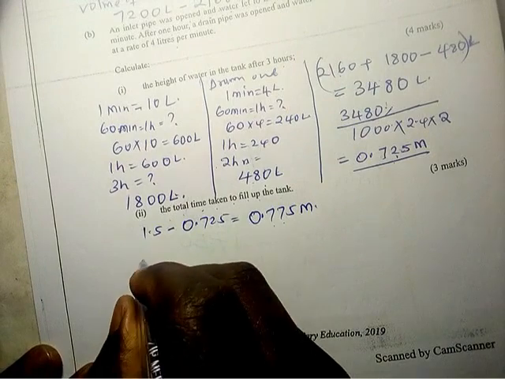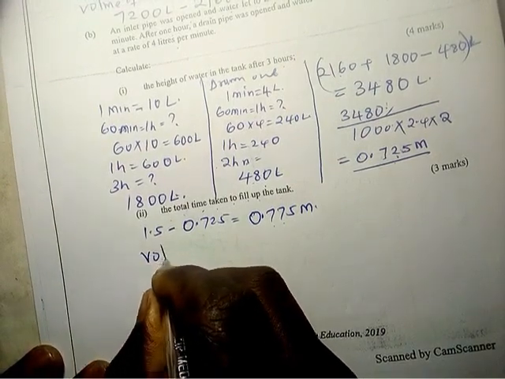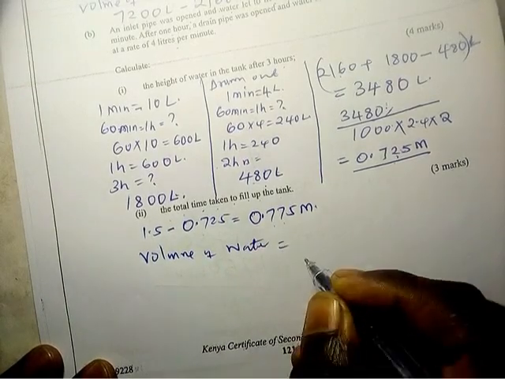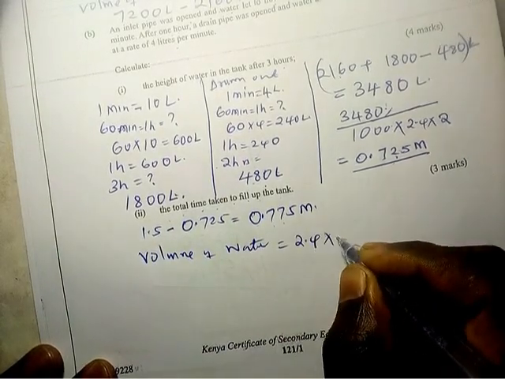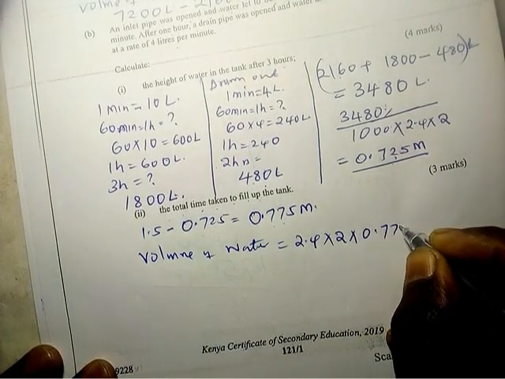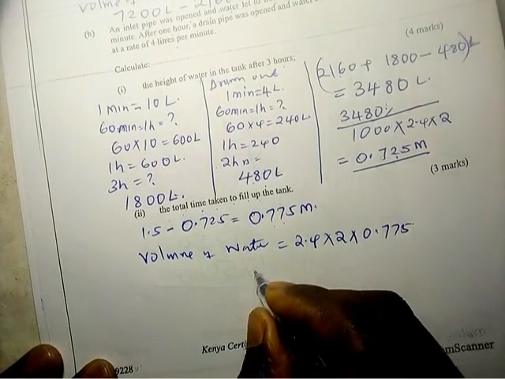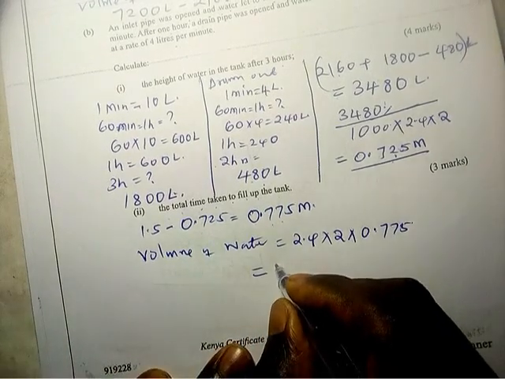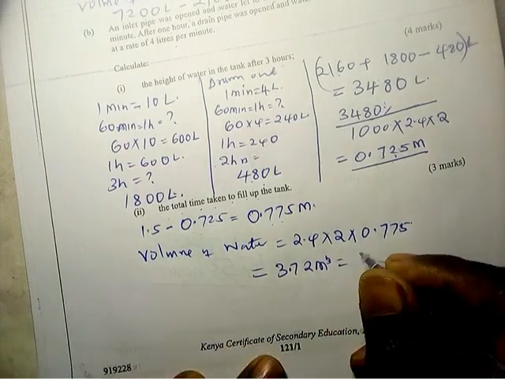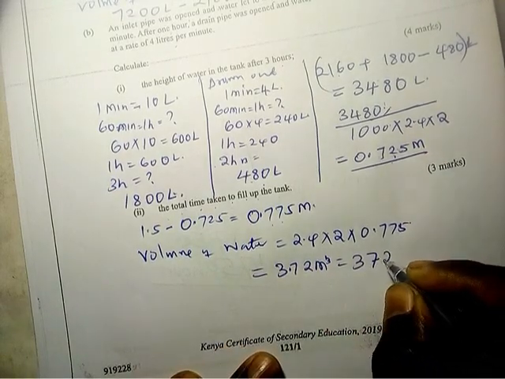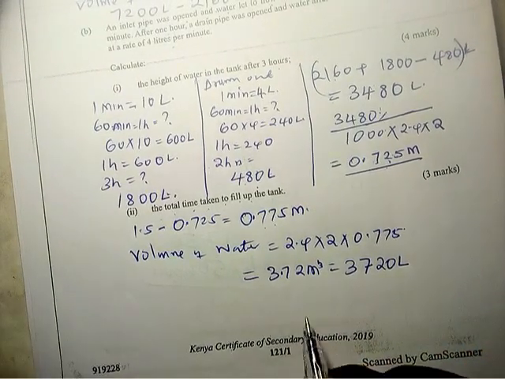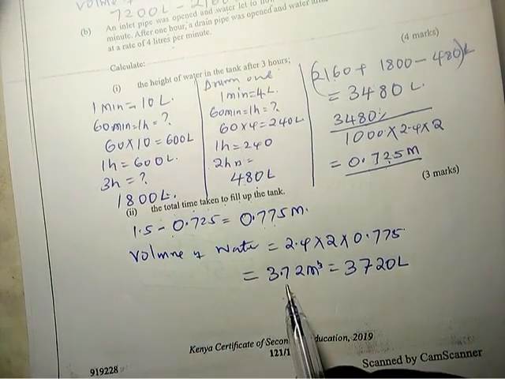So we can now get the volume of water required. Volume of water, it will be 2.4 the base times width 2 times the height 0.775, and thus the volume would be 3.72 meters cube, which is the same as 3,720 liters. Now we want to get the time it will take for, oh, battery imeisha.